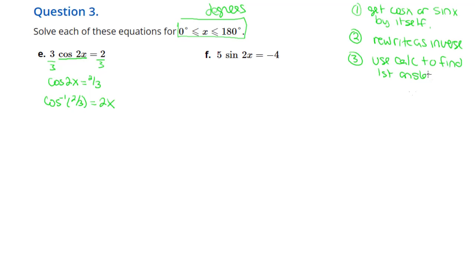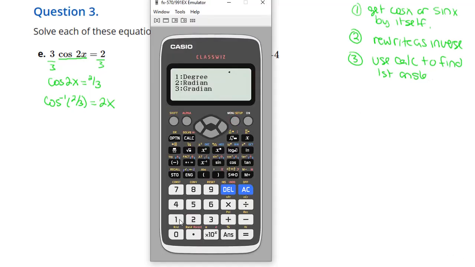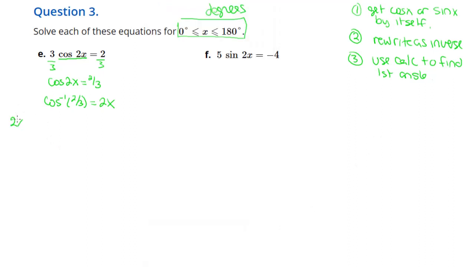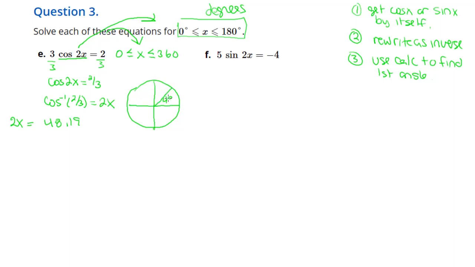So I go to cosine -1 and I put in 2/3, and then I find out that my first angle is going to be 48.18. So 2x is going to equal 48.18, or 48.19 when I round it. Keep in mind, when there's a 2, the frequency is 2, that means this graph has happened twice as often. So I'm going to expand my range here for the initial values.